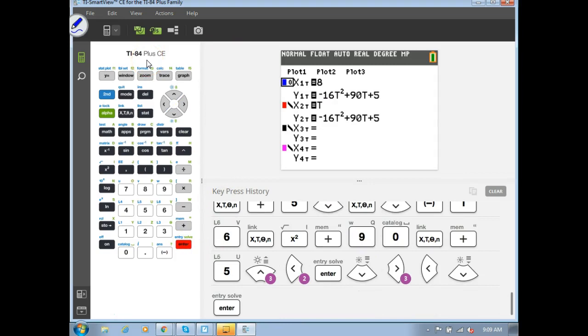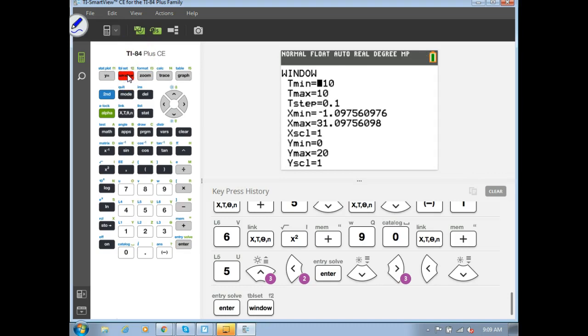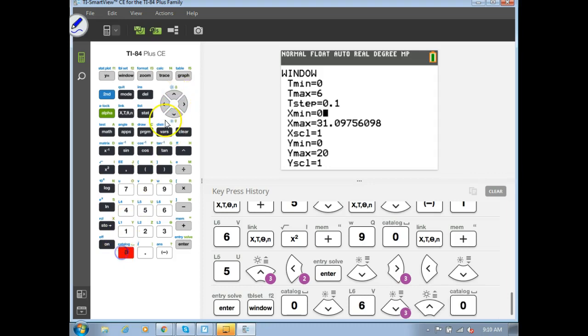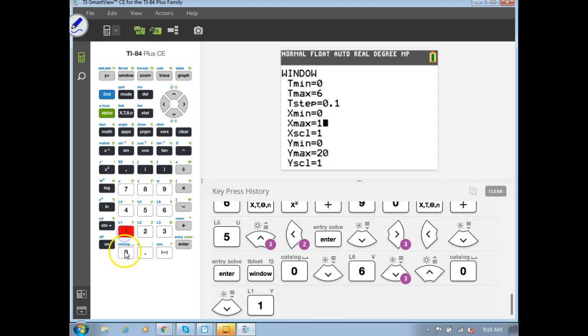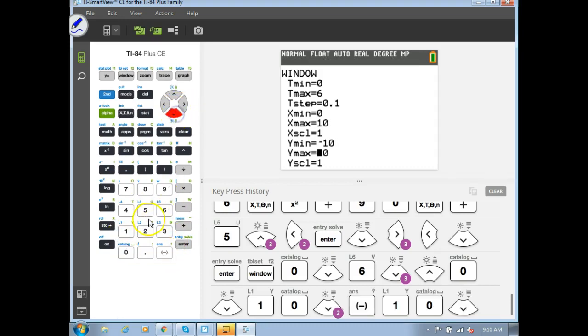I think we have to adjust the window though, huh? So go to window. Let's see what weird stuff happens to us now. For t, they want you to go 0 to 6. And then I'm going to leave it counting as tenths of a second. And then for x's, I want us to go 0 to 10. And then for y's, they want -10 to 200. Let's see if all this work was worth it.